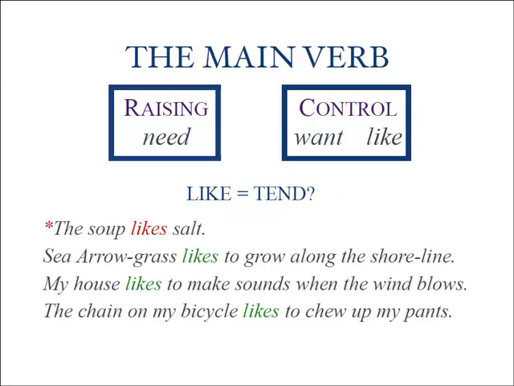There are also some slightly more tenuous examples of using the word like to mean tend to. So again, "the soup likes salt," not so good. But I found these on the internet, so these are actual examples, things that people have written. Things like "sea arrow grass likes to grow along the shoreline," or "the chain on my bicycle likes to chew up my pants." So, meaning trousers, I think. So somehow anthropomorphizing a little bit, but you could get sort of a reading where it's a bit more like tend to, and then it's a bit more like a raising verb, possibly.